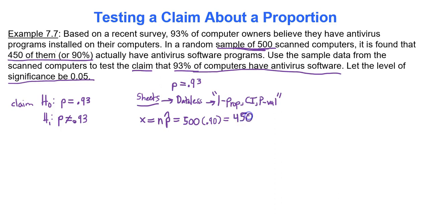They actually gave us that calculation in the question because they were nice, but sometimes they don't always give you that 450. Sometimes they give you the sample size, they give you the percentage, and they say good luck. Next is our sample size, which is 500. Next, what is our claimed value for the proportion? It's 0.93, so we'll put that for P sub 0 in our spreadsheet. Last but not least, we put our sign for H1, which is not equal to. So we need four pieces of information, and we now have those four pieces.